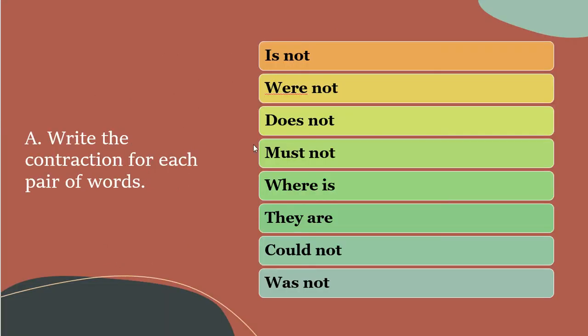Now let us come to the exercise. You have to write the contraction for each pair of the words. Okay. So in case of is not, we will write IS. In case of not, we remove O. N apostrophe T. Okay. So similarly, were not will become, I am writing were, first word exactly the same, in not I wrote N, removed O, so put an apostrophe T. Do, does not and must not, do on your own. Okay.